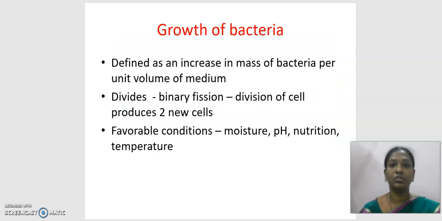Next we'll see about the growth of the bacteria, how the growth takes place. It is defined as an increase in the mass of bacteria per unit volume of the medium. So how much increase in mass of the bacteria takes place per unit volume of the medium. Usually it divides by binary fission. That is simply division of the cell. One cell produces 2 new cells, and then 2 new cells produce 4 new cells. We have to take care of some favorable conditions, then only the growth of bacteria can take place properly. They are moisture, pH, nutrition and temperature. These are the factors which affect the growth of bacteria.